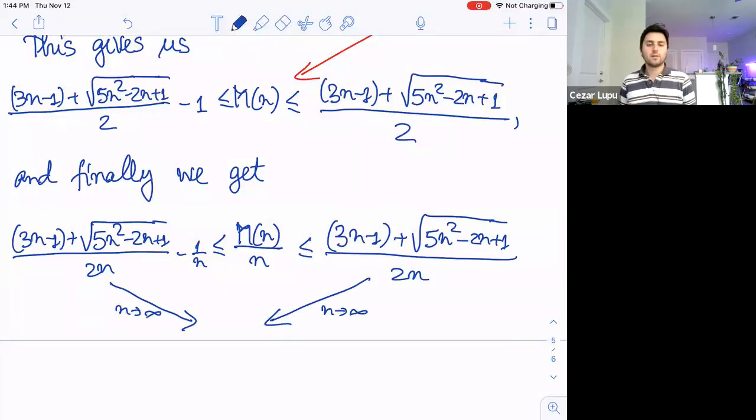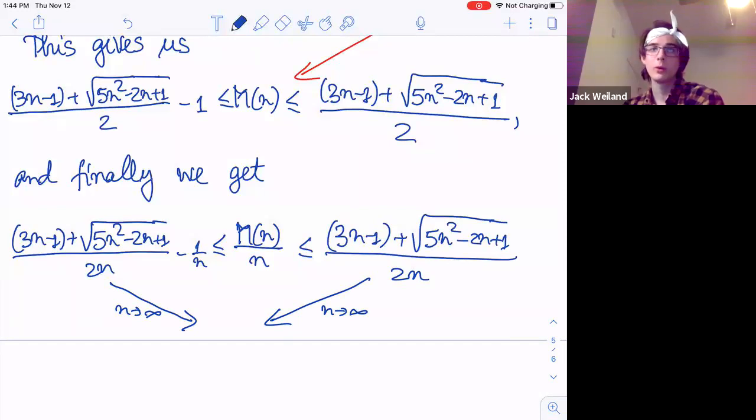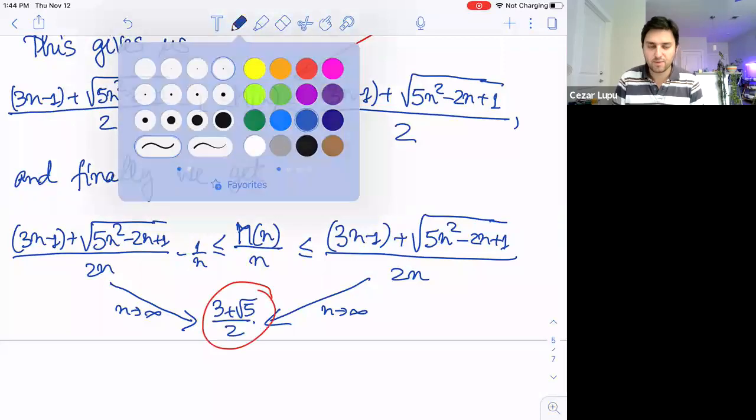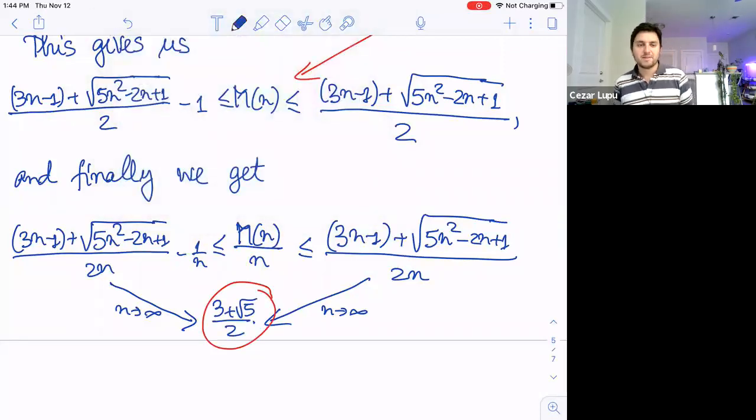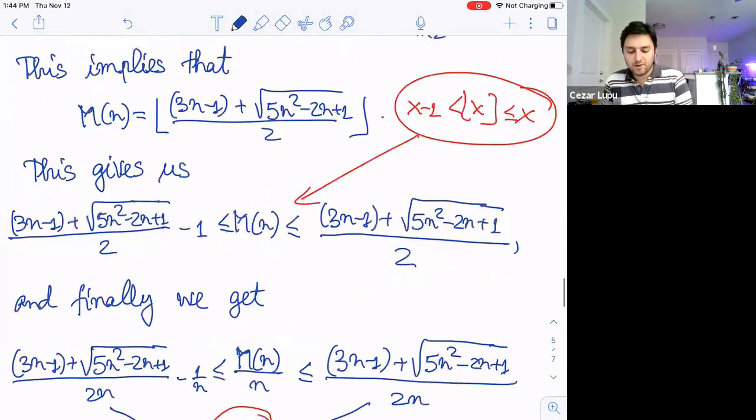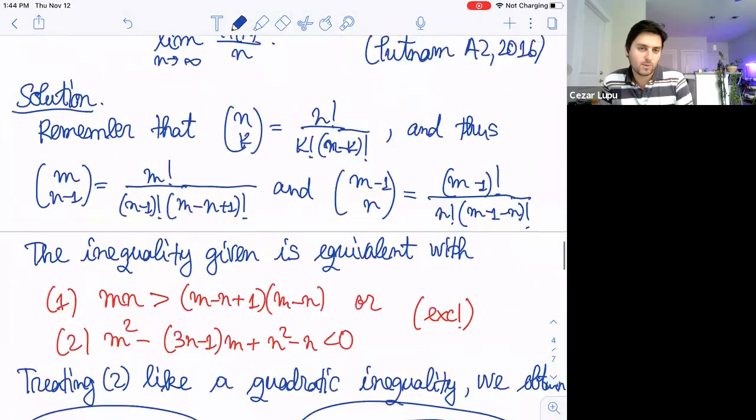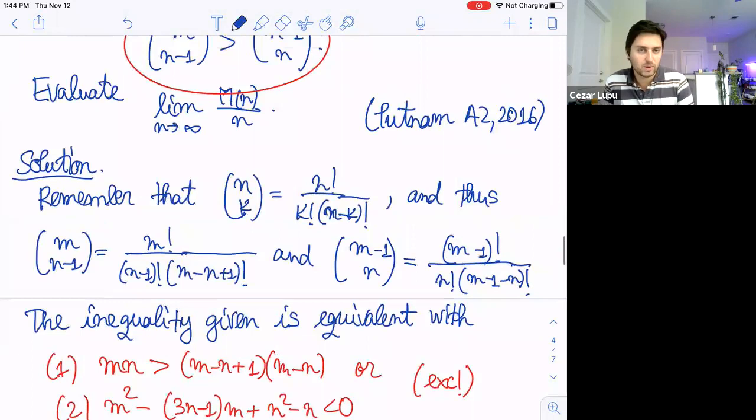What is the limit of the left-hand side or right-hand side? 3 plus the square root of 5 divided by 2. Yes, 3 plus the square root of 5 divided by 2. And that's it. We're done. It was a very simple problem, huh? Very simple. In fact, it's just basic college algebra and, okay, some squeeze theorem and knowing what the binomial is.